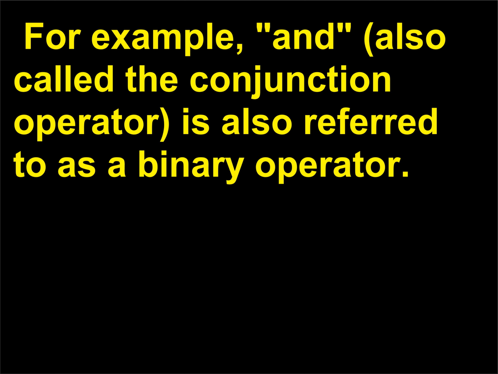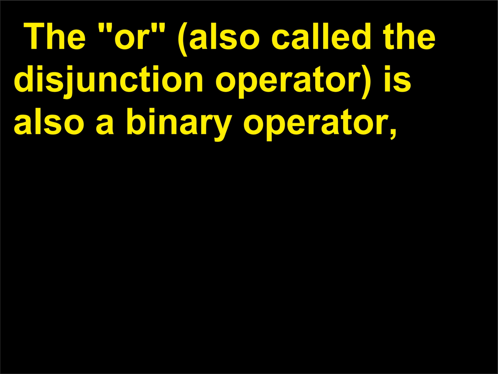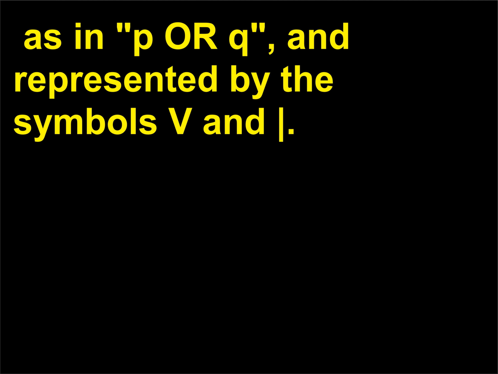For example, and, also called the conjunction operator, is also referred to as a binary operator. It is one of the most useful logical operators, as in P and Q, represented by certain symbols. The or, also called the disjunction operator, is also a binary operator, as in P or Q, and represented by certain symbols.